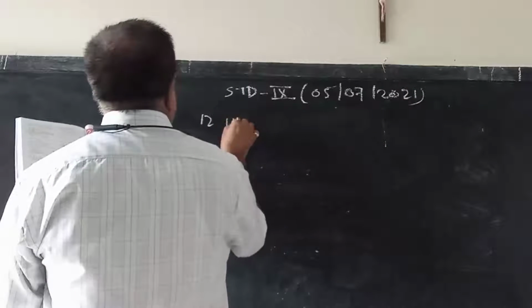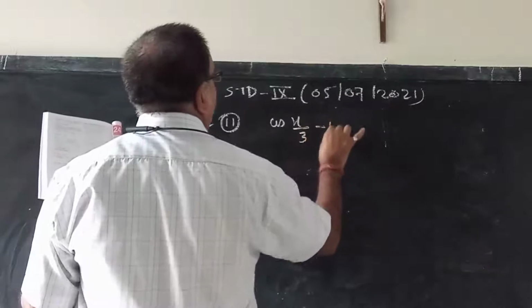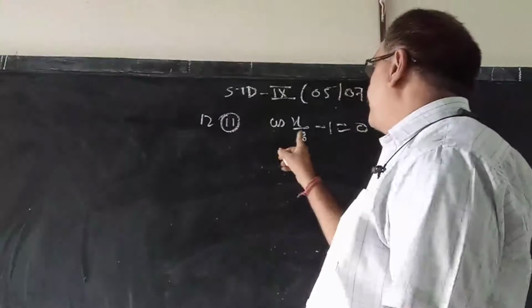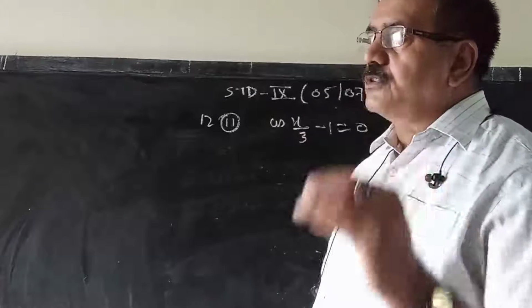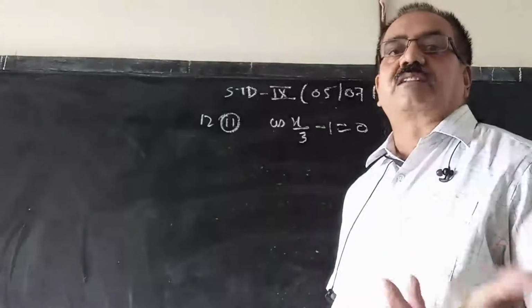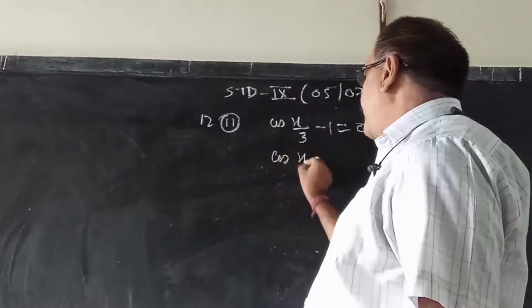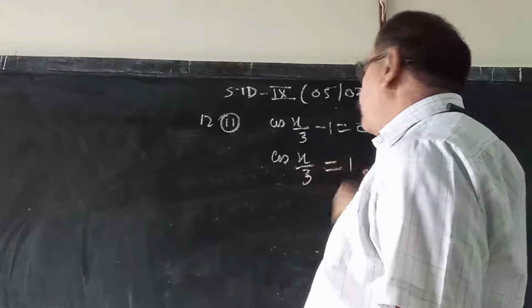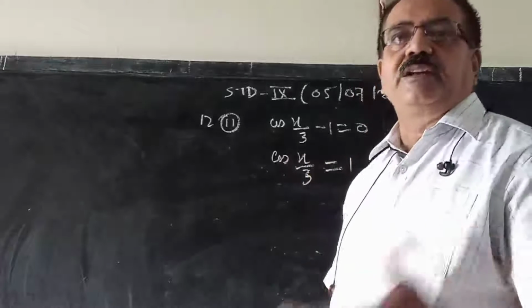12 sec(x by 3) minus 1 is equal to 0. Cos x by 3 minus 1 is equal to 0. It is given. Now in this question we have to find the value of x. What is the degree of x? That we have to find. We can write cos x by 3 is equal to 1. Easily we can write.